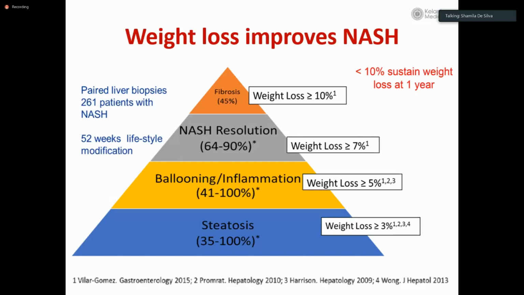So if we consider the amount of weight loss that is required, about 5% of weight loss will get rid of the liver fat. 7% of weight loss will get rid of the inflammation and result in resolution of NASH. About 10% weight loss or more will even get rid of the early fibrosis. So the outcome of weight loss is so strong that it will also reverse early fibrosis.